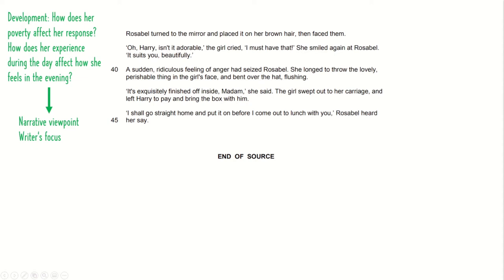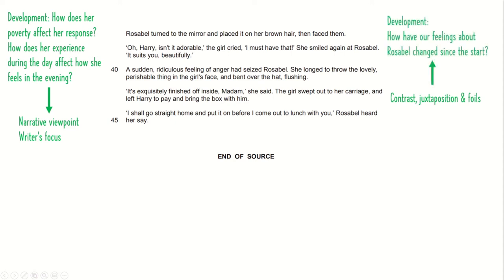All of that is conveyed with the narrative viewpoint and the writer's focus. It's an internal narrative viewpoint with the sudden ridiculous feeling of anger. That's how we know that Rosabelle is upset about this, but also it's the writer's focus shifting from our girl, "it suits you beautifully," she smiled again, she's very happy about everything she's doing, she's very carefree, versus Rosabelle, who's obviously really upset about everything. And if we think about the effect that this has on us as a reader as well, we're not liking this girl anymore. This girl who was initially introduced with the beautiful red hair, we might have really liked her in the beginning, but now we're thinking, she is being an unpleasant person. And that is a deliberate thing being done by our writer, because we have this contrast between the girl and Rosabelle. And that is really making us develop our feelings about the girl and develop our feelings about Rosabelle. Liking Rosabelle more, liking the girl less.